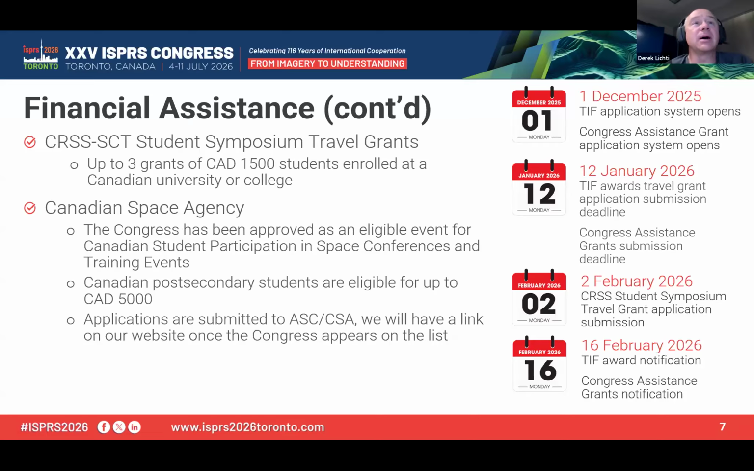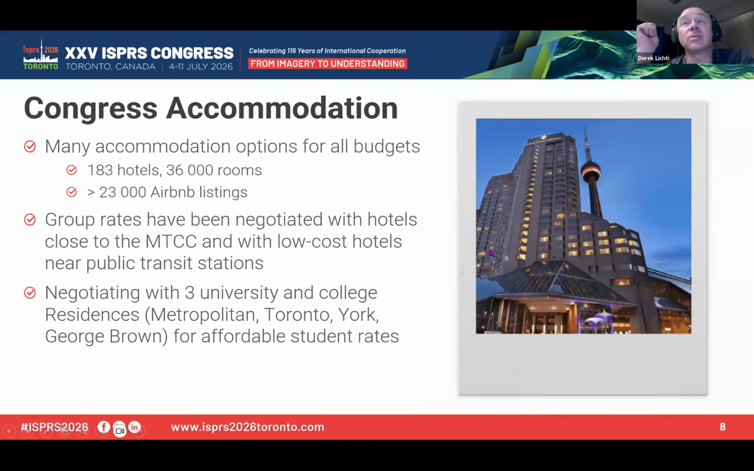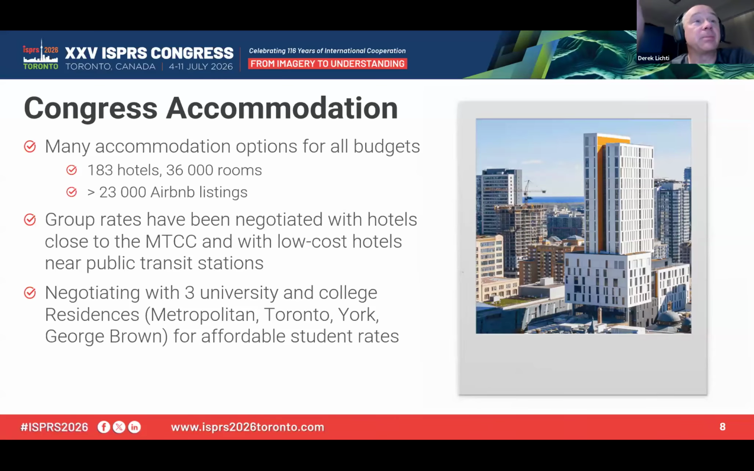These financial assistance measures are more relevant for people in Canada, but we have additional opportunities from the Canadian Symposium as well as the Canadian Space Agency. We've already registered it as an approved event, so the students are eligible for this sort of funding. And you can see deadlines on the right, lots of deadlines there, but December 1st is the day when the competition opens up.